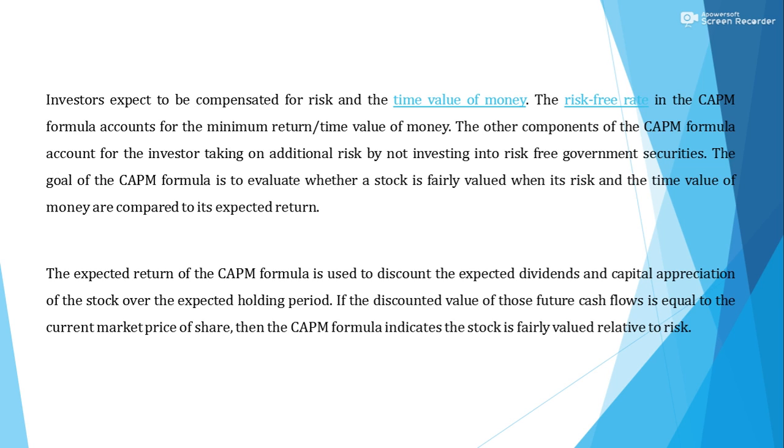So the expected return from the CAPM formula is used to discount the expected dividends and the capital appreciation of the stock over the expected holding period. If the discounted value of those future cash flows is equal to the current market price of the share, then the CAPM formula indicates that the stock is fairly valued.